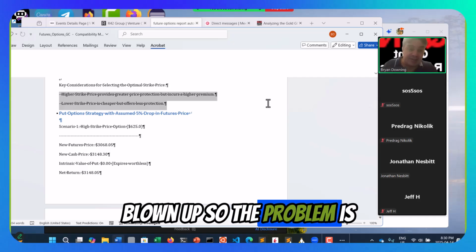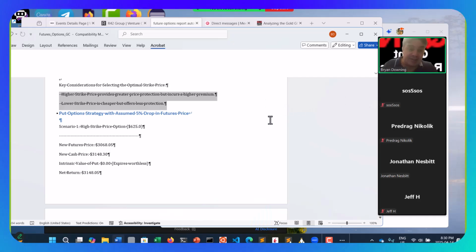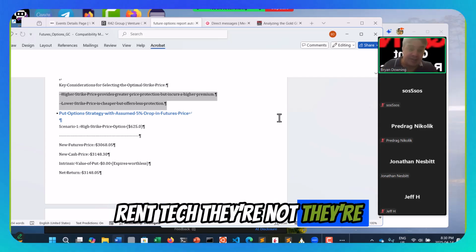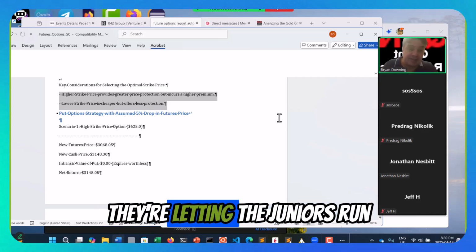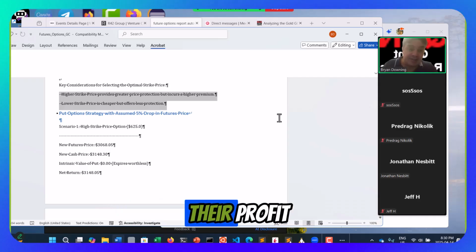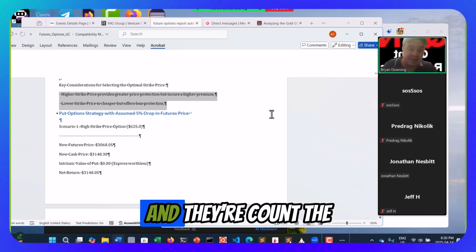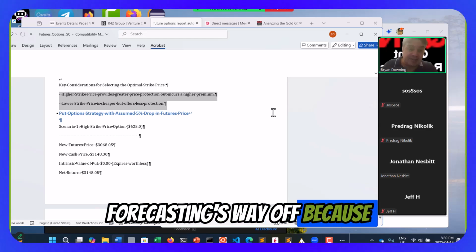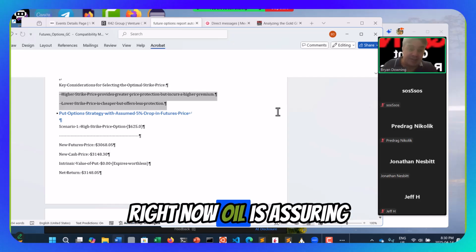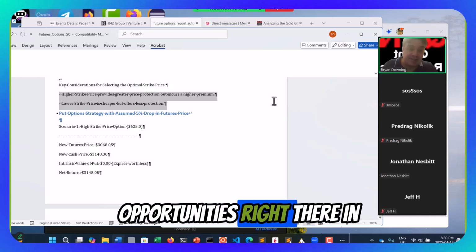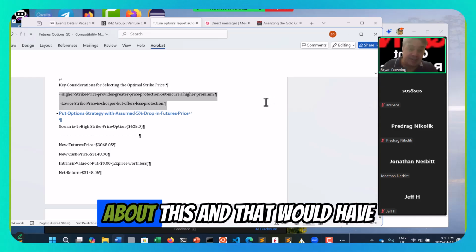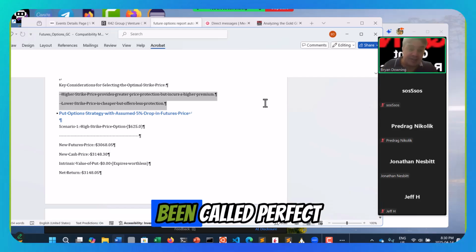So the problem, I think, with something like a Rentec, is they're bringing in a lot of juniors and they're letting the juniors run the shop. They're not using these techniques to protect their profit, and their forecasting is way off because they're not using these techniques. That's what I'm starting to think now. But right now, oil is a shorting opportunity right there in front of you. And I think this is free money if you knew about this.